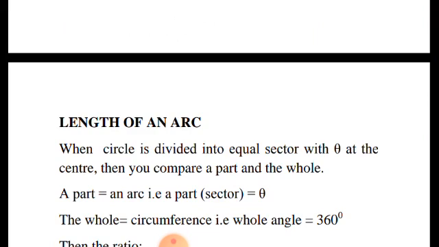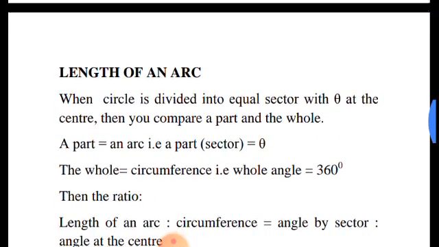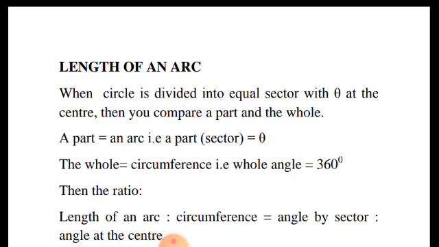The whole. What do we mean by the whole? The whole is the circumference of the circle, which is denoted by the whole angle, which is 360 degrees. Now that we know a part and the whole, we can take the ratio of both, because this ratio will help us to derive the formula for finding the length of an arc. Now, the ratio goes like this. Length of an arc to circumference is equal to angle of sector to angle at the center.